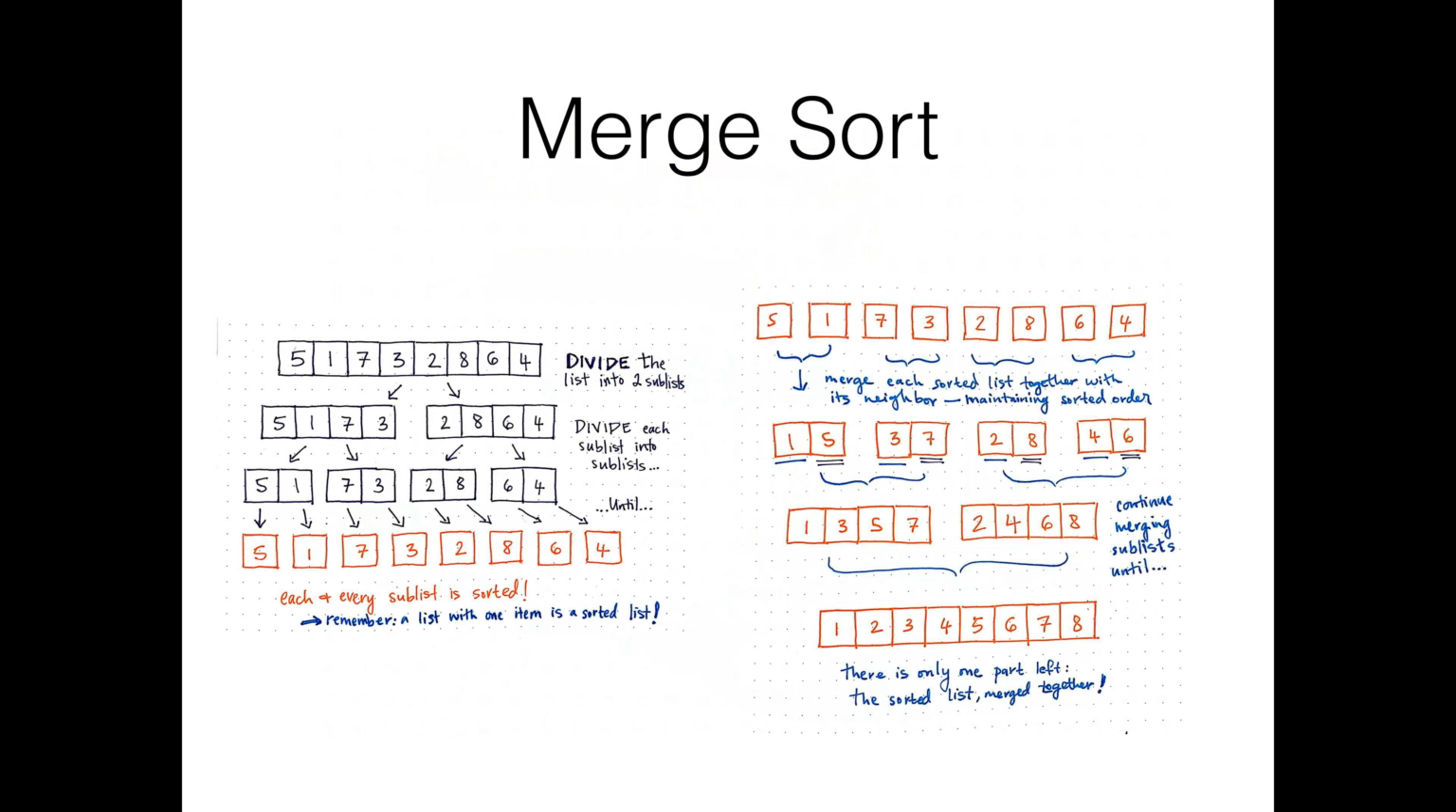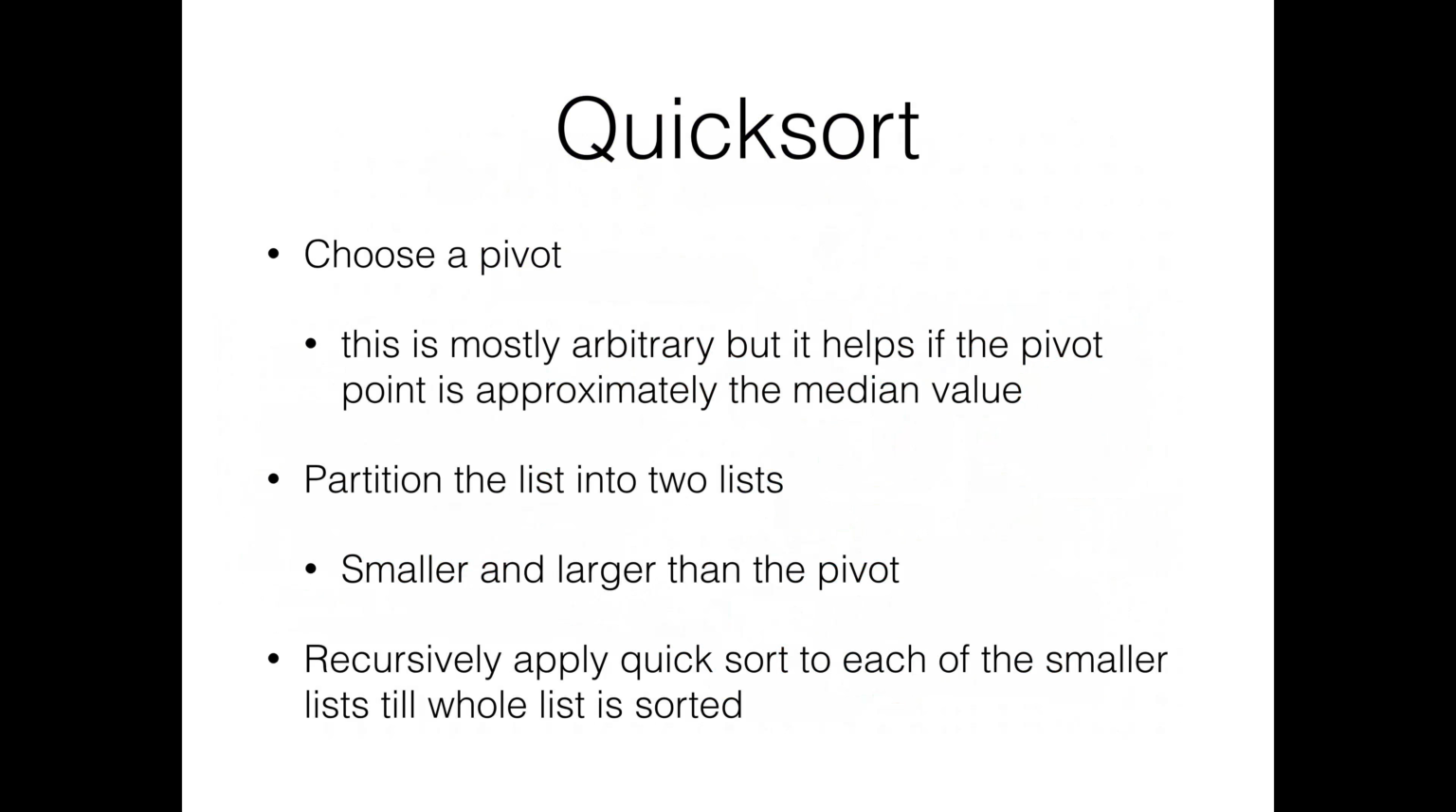The other thing about merge sort is that it is stable, but it does require extra space, right? So it's an out-of-place sorting algorithm. Because we're using space that is outside of the original list, it needs some extra space. It's called an out-of-place sorting algorithm or external sorting algorithm.